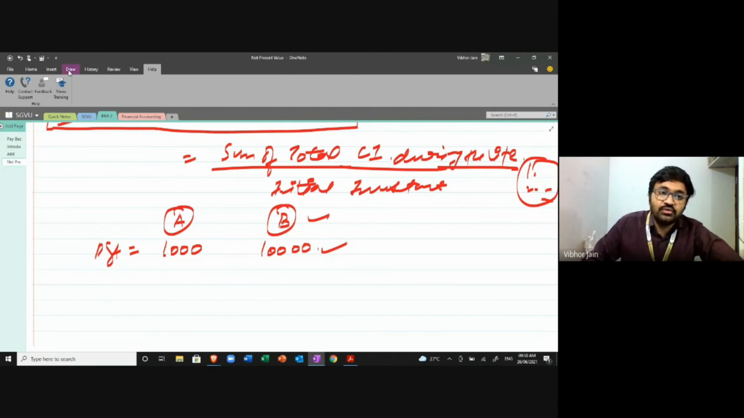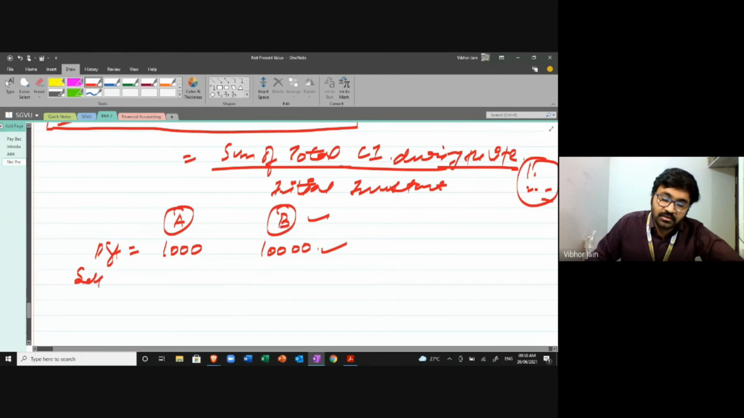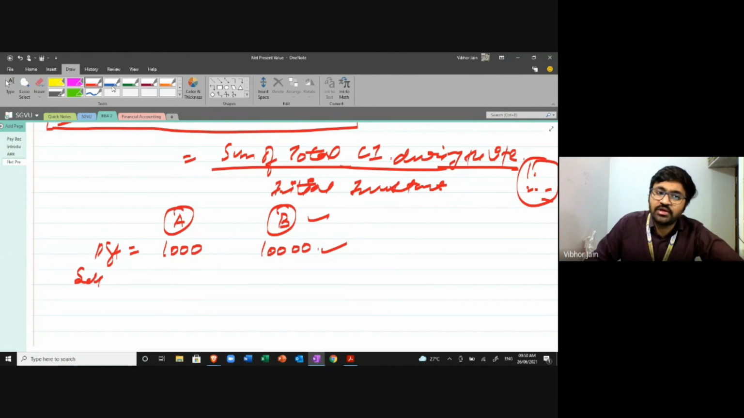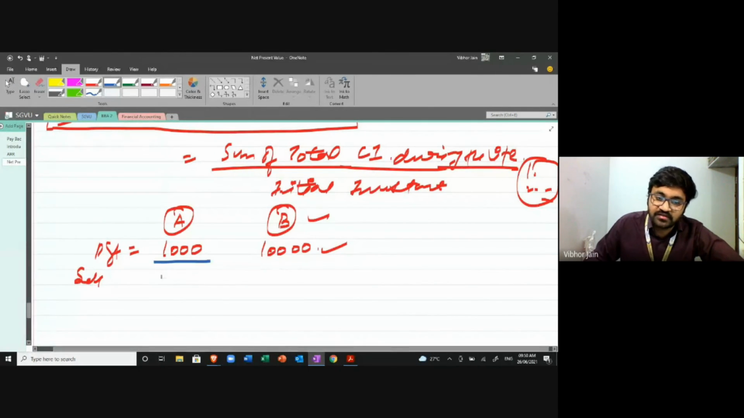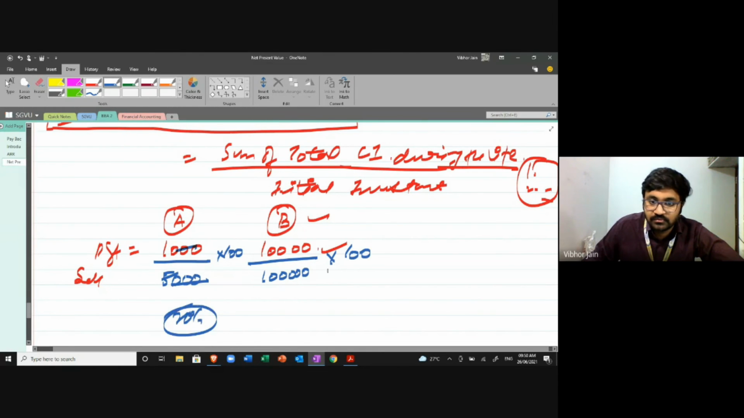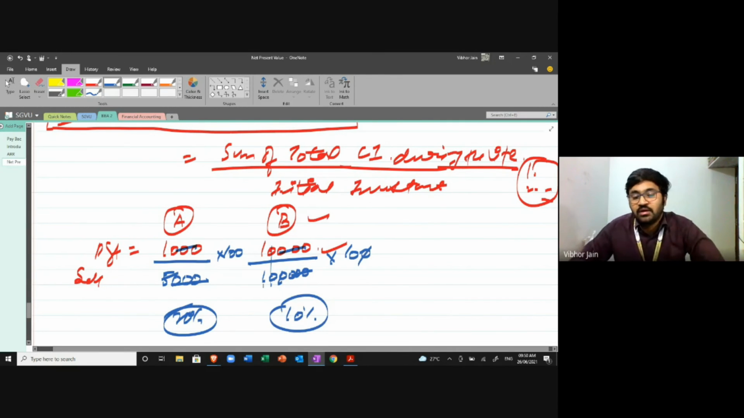Now, if I tell you that the sales required to effect this profit for this company is 5,000, and for this company it is 1 lakh. Now what would you say? You'll calculate percentage into 100. So 10%. Now your opinion would change.